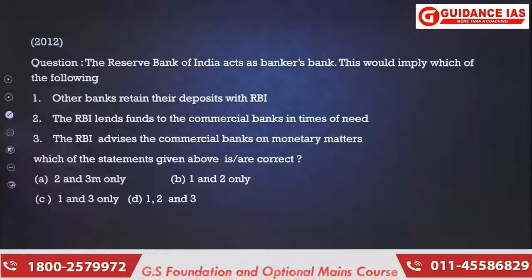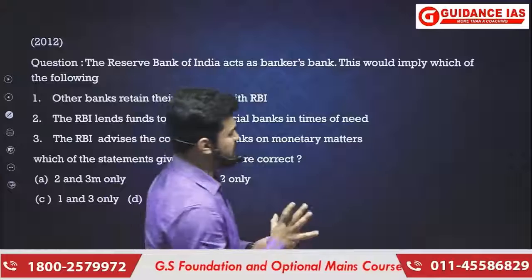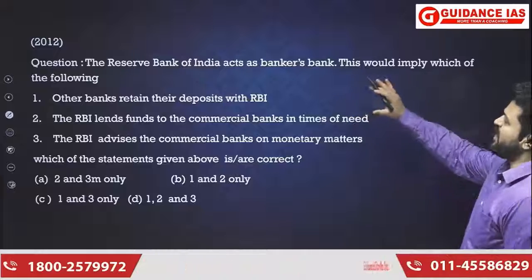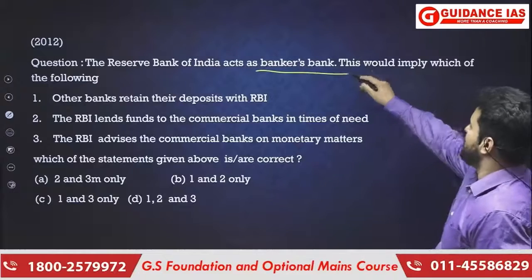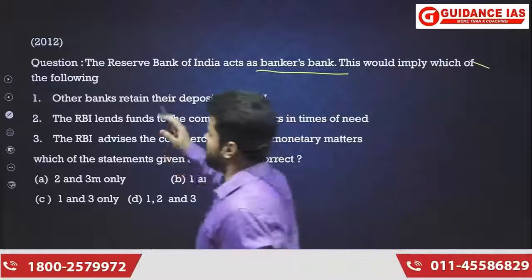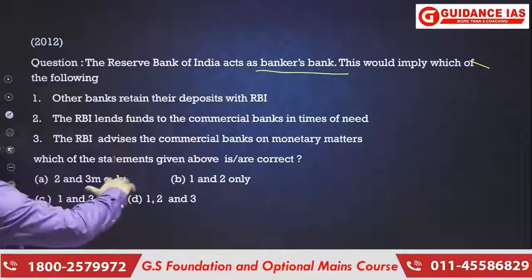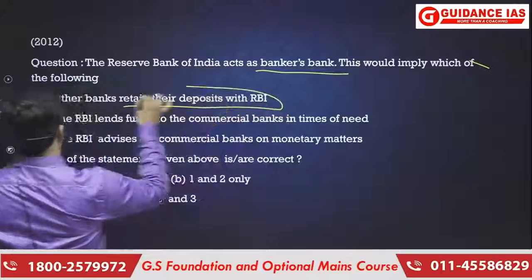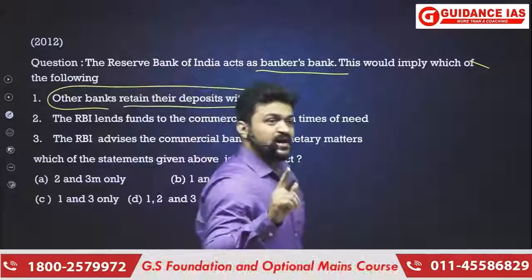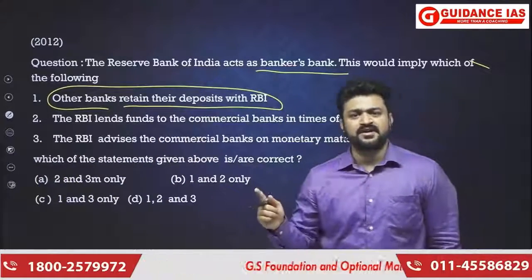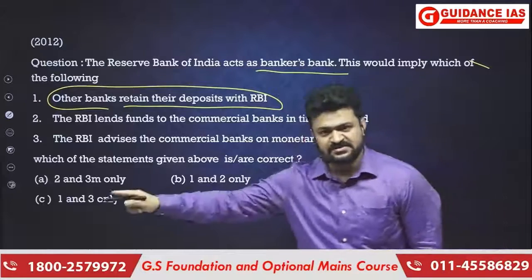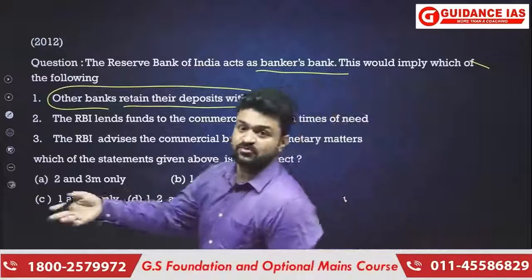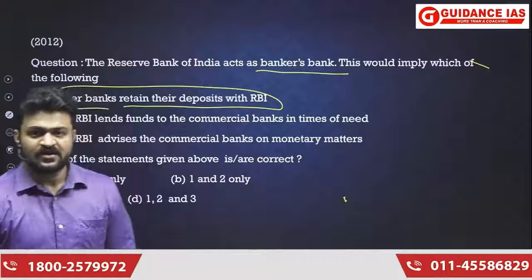Now let us see some direct questions. Again, direct only because you have understood these things properly. See, this appeared in 2012. The question is that the Reserve Bank of India acts as banker's bank, and this would imply which of the following? If it is the banker's bank, what does it mean? Other banks can retain their deposits with RBI. Yes. RBI is the government's bank or banker of the government. That means it is going to advise the government on financial issues. Then governments have to maintain accounts with RBI. That is something you studied.